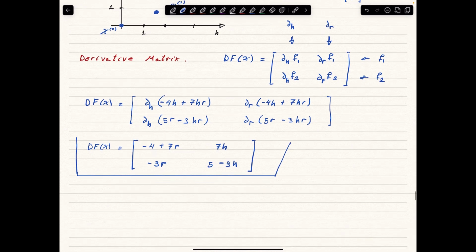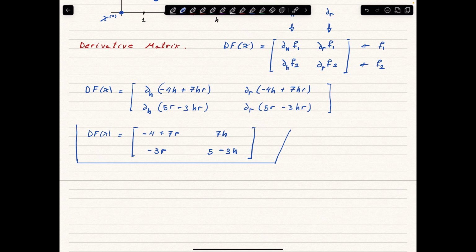So now what we need to do is evaluate this derivative matrix at the critical points. One critical point is the 0, 0. So that gives us one derivative matrix at the point 0, 0, which is very easy: negative 4, 0, 0, positive 5.